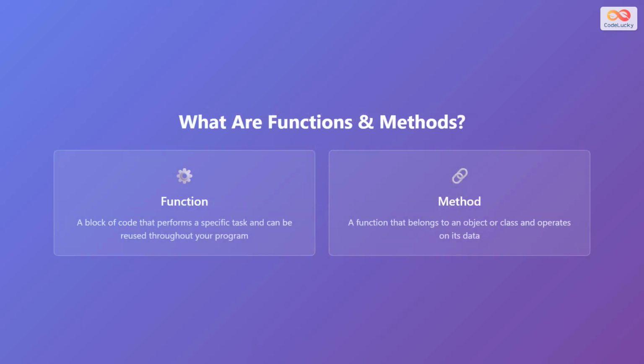Let's start by understanding the difference between functions and methods. A function is a block of code that performs a specific task and can be reused throughout your program. You can call a function from anywhere in your code whenever you need it. A method, on the other hand, is a function that belongs to an object or class. Methods are functions that operate on the data inside that object. The main difference is that methods are tied to objects, while functions are more standalone. Both allow you to write cleaner, more organized code by breaking down complex tasks into smaller, manageable pieces.